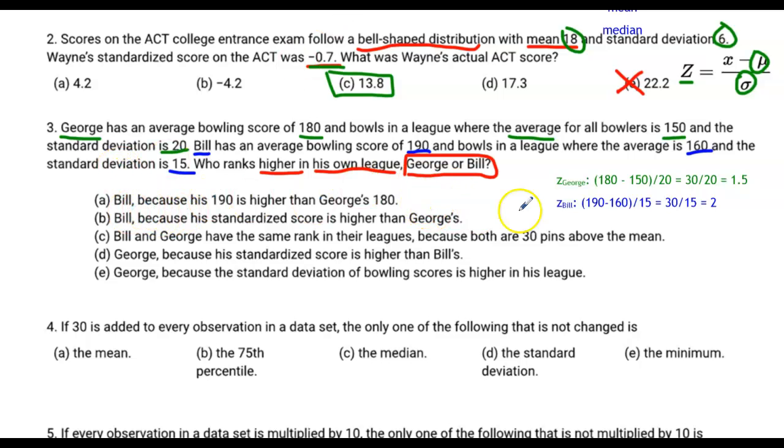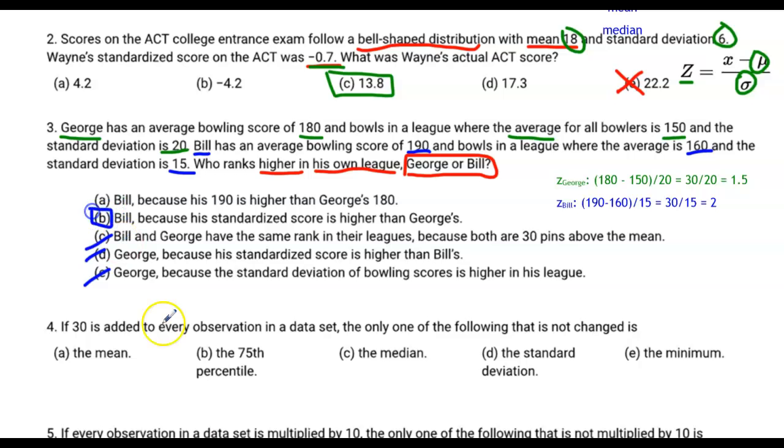We know the answer is not going to be George, it's going to be Bill. Bill's higher. So we're going to cut off everything that says George. So it's not this one, it's not this one, it's not this one. So it's either going to be 190 is higher than 180 or standardized score is higher than George. While this is true, 190 is higher than 180, we're talking about in his own league as compared to the rest of the league. So we're using a standardized score.